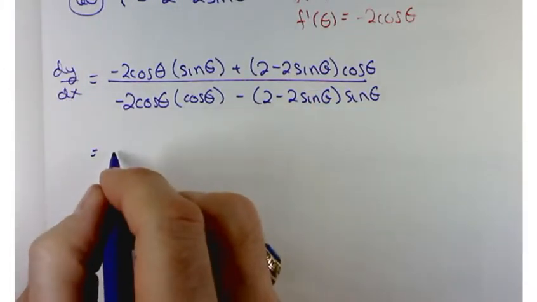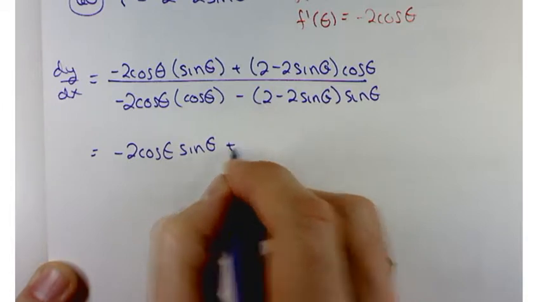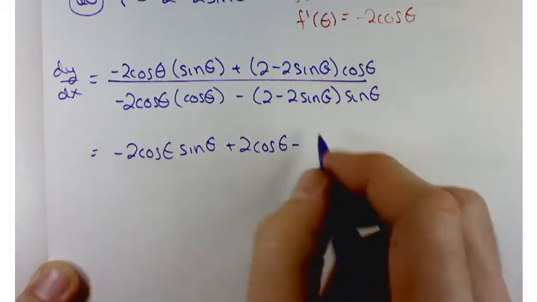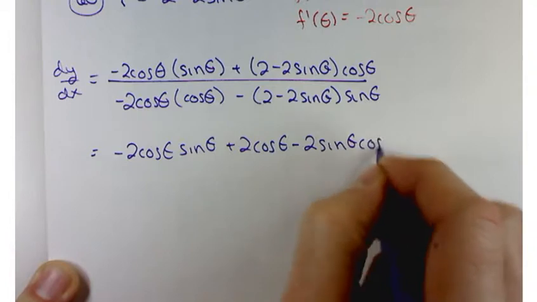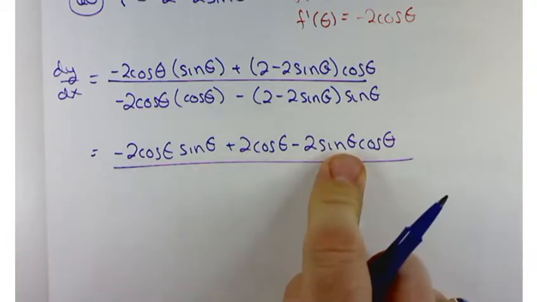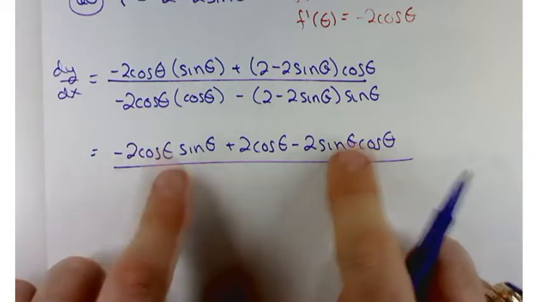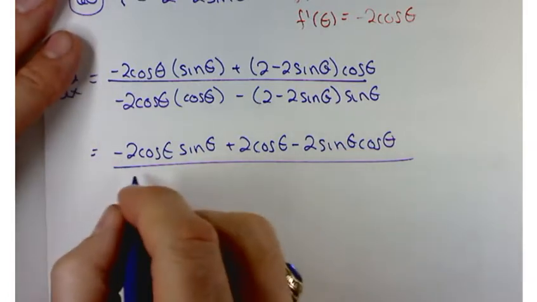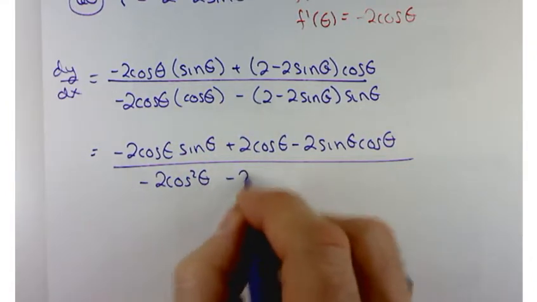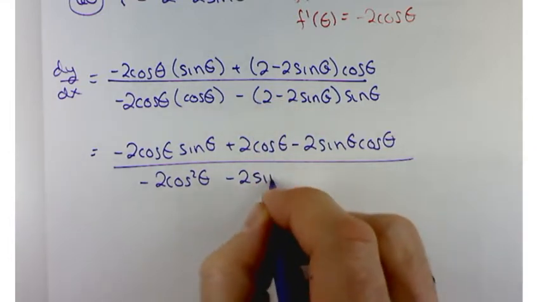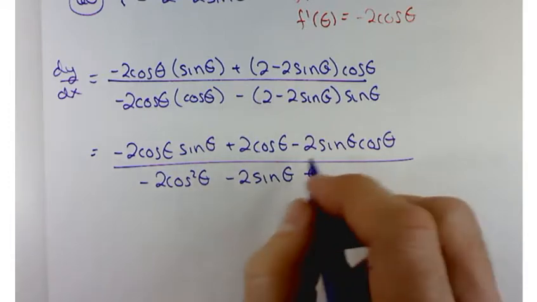So this is going to be minus 2 cosine of theta sine of theta. And if I distribute that, I get plus 2 cosine of theta minus 2 sine of theta cosine of theta. And I regret that I didn't write it in the same order as I did this, because these are actually like terms. So you've really got minus 4 of these terms up here. In the denominator, I get minus 2 cosine squared of theta. Distribute that, I get minus 2 sine of theta. Minus and minus a plus 2 sine squared of theta.